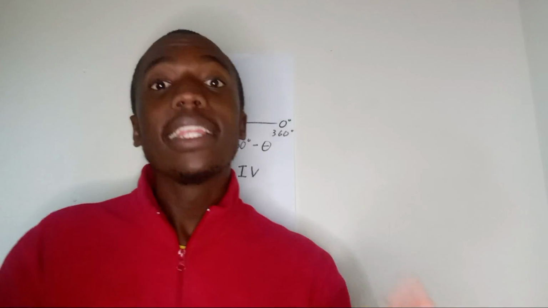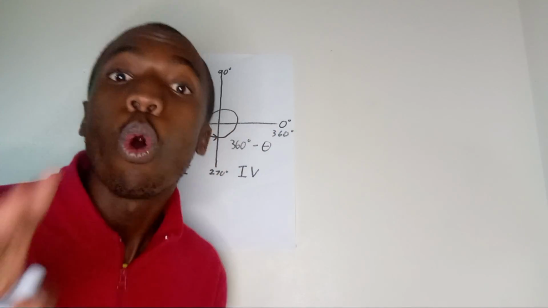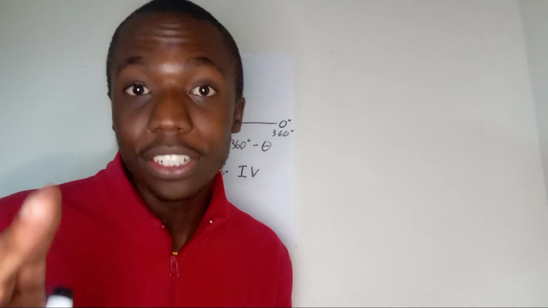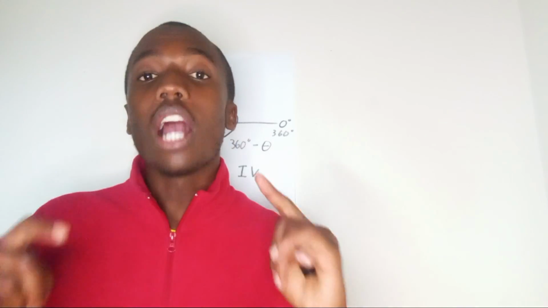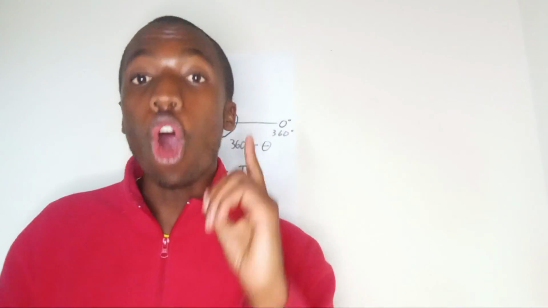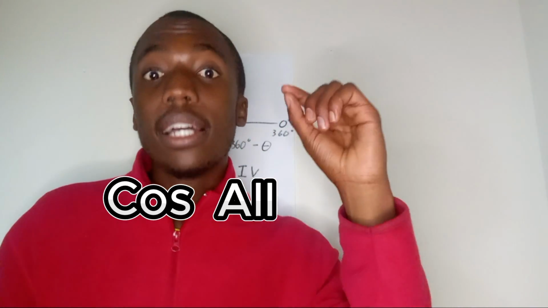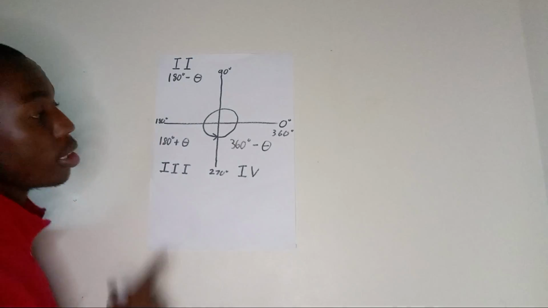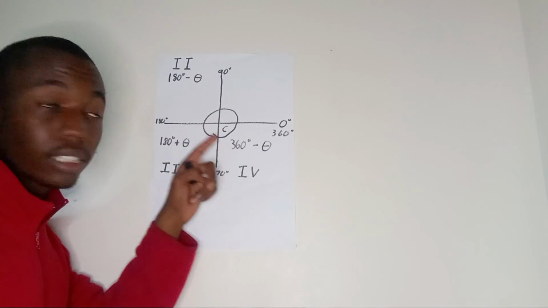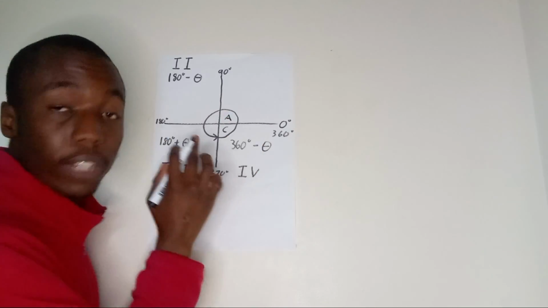Also, keep in mind that angle theta will always be less than 90 degrees. You guys are probably wondering, where does the CAST come from? CAST stands for Cos, All, Sine, and Tan. If you start from quadrant 4, that's the C for cos. And then A is the all in the first quadrant.